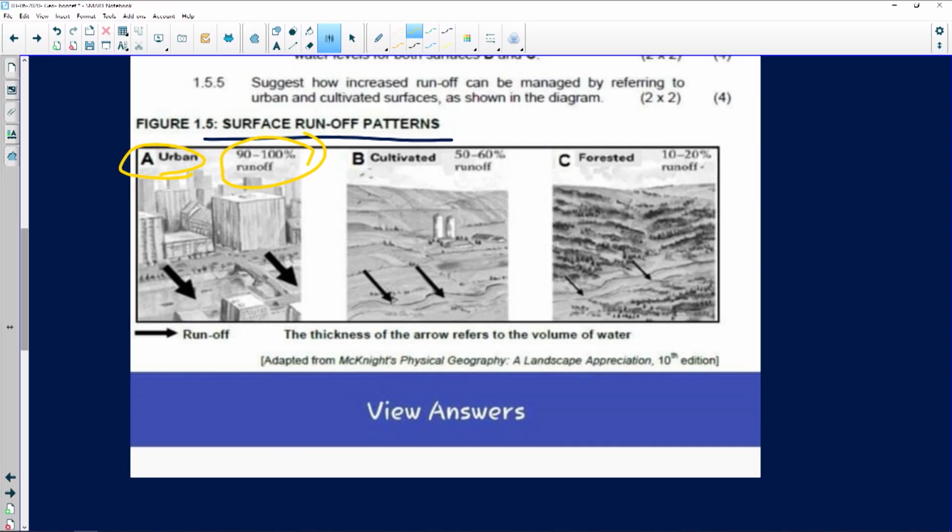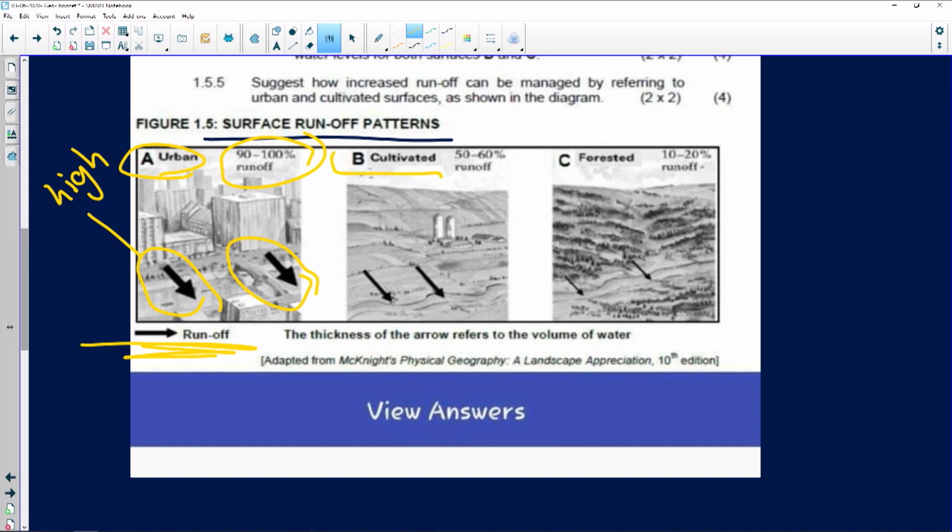Once again, they've used keys to give us an indication of the volume of water. Look how thick the arrows are over there. They've mentioned this: the thickness of the arrow refers to the volume of water. So obviously, as you can see, the arrow is much thicker on the urban diagram than at the cultivated area or the forested area. So it means there's going to be a high volume of water, because the arrows are the thickest.